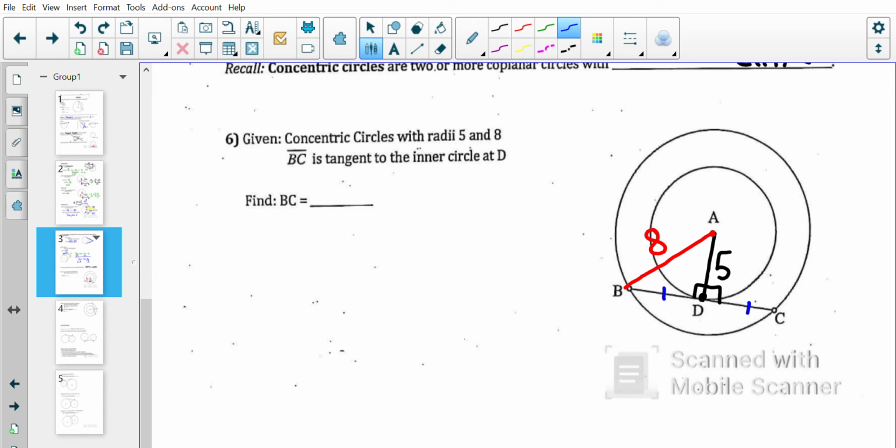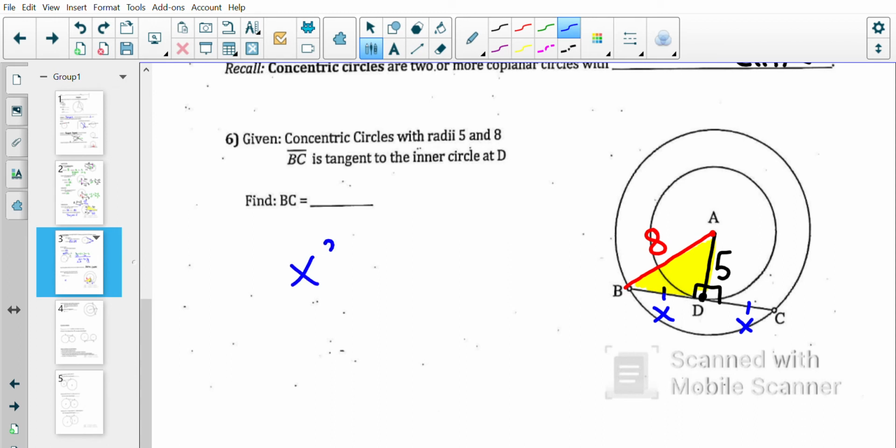So now I know, let's call this x. We know this also has to be x. I need to solve for x. How am I going to solve for x? Well, we have the right triangle, but unfortunately, this is not a triple. So we actually have to do the Pythagorean theorem. So let's set that up.